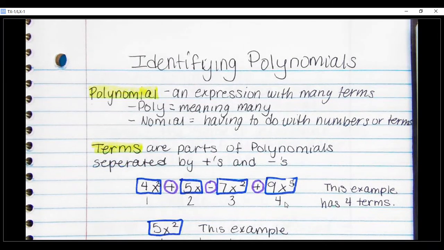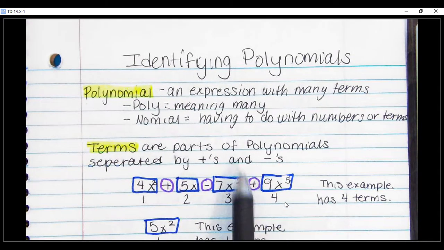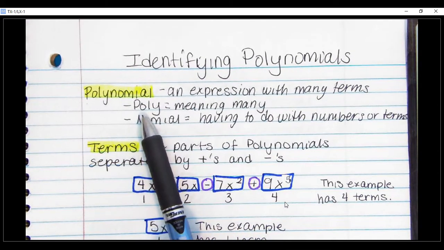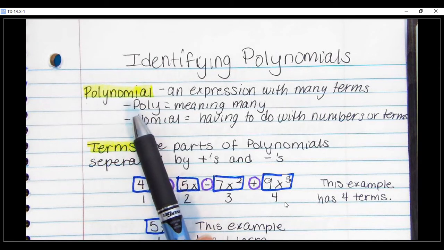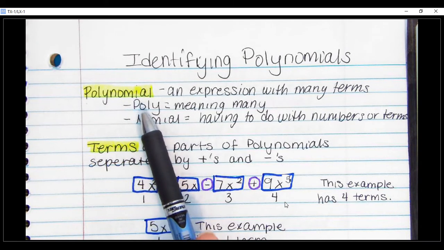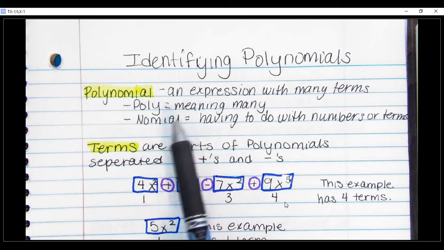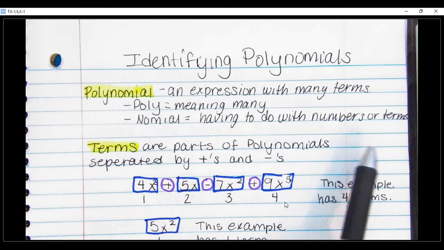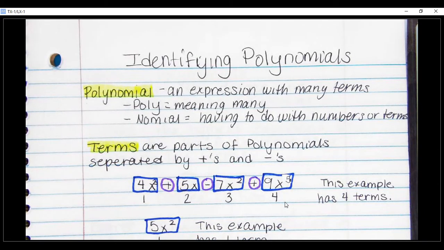So a polynomial is an expression with many terms. So just like what Miss Dwayne always does, she wants to break down the word. So poly means many, and then nomial is having to do with numbers or terms. So many terms, polynomial. Terms are part of a polynomial that is separated by pluses and subtraction signs. So any math sentence that you've seen in algebra usually is going to be a polynomial.